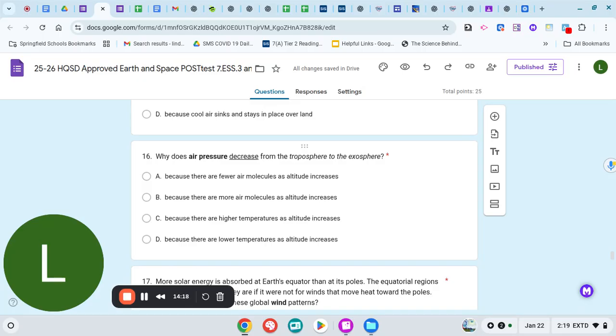So as altitude increases, we know that air pressure is going to decrease. So why is that? Why does air pressure decrease as you go up higher into the atmosphere? Is it because A, there are fewer air molecules, B, there are more air molecules, C, there are higher temperatures, or D, there are lower temperatures? Go ahead, pause and come back.